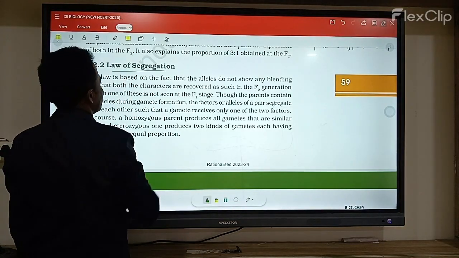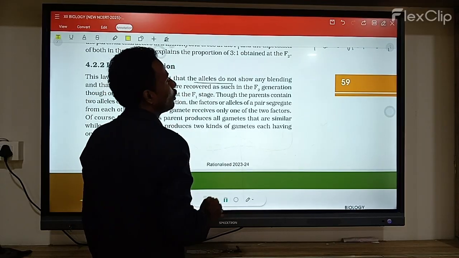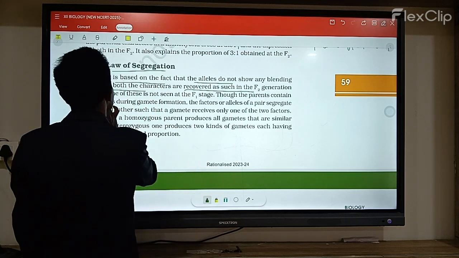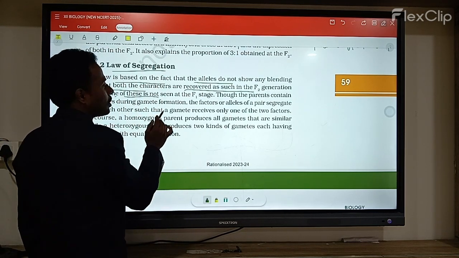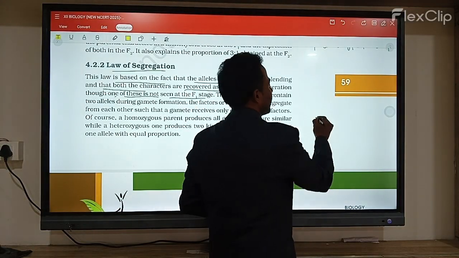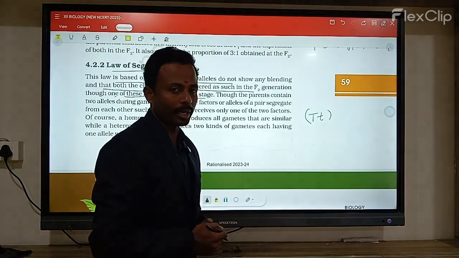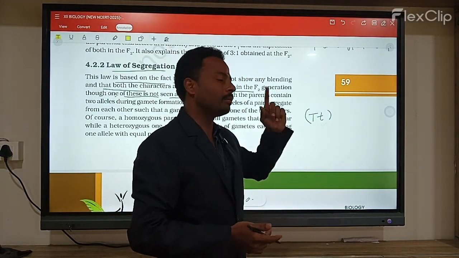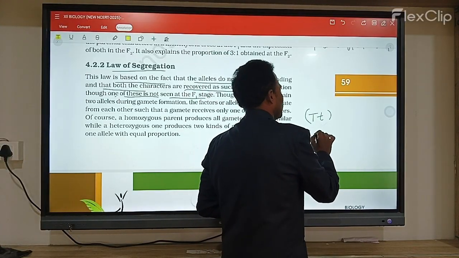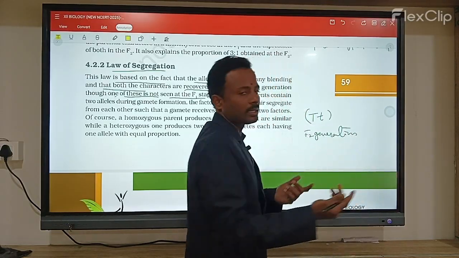The law of segregation is based on the fact that alleles do not show blending, and both characters are recovered in the F2 generation, though not in the F1 stage. When you observe the heterozygous characters, capital T and small t, in the F1 generation, the characters are not blended. In the F2 generation, the characters are there completely. What happened? They get separated.